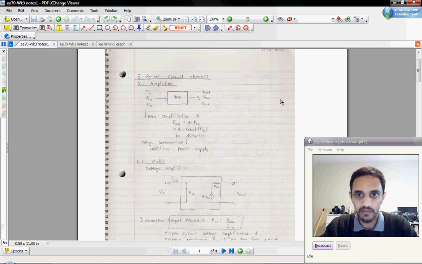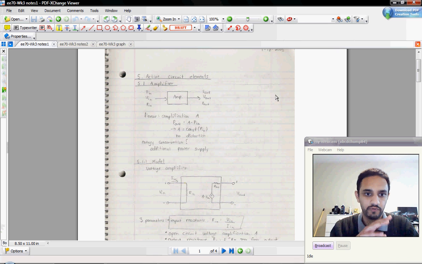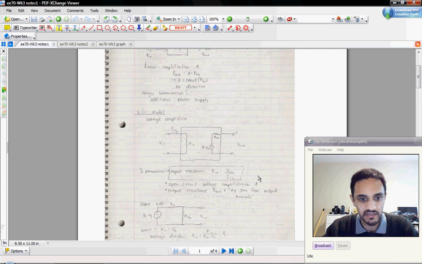So this is from one of my electrical engineering classes, and these are notes from week 3. The topic is active circuit elements. You know what integrated circuits look like. They have all these pieces on them, and this is just talking about one of those devices. Here we have an amplifier, what it looks like. It's got some input and output, and does some stuff. Then this is the model, how it's described in electrical engineering.